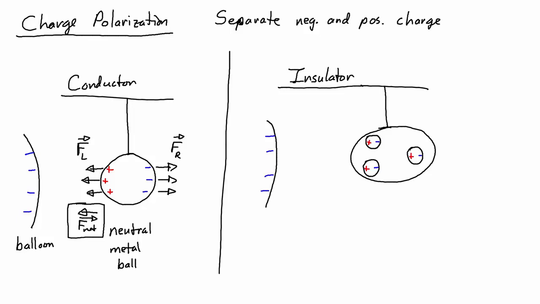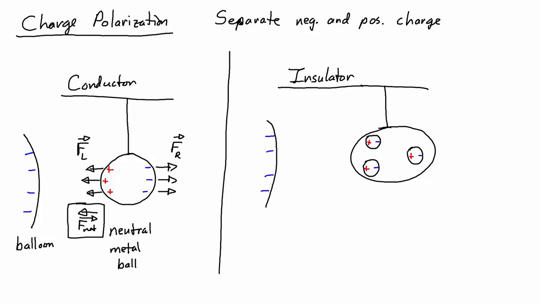And you end up with a similar effect. Now, it's not as extreme. On the conductor, you might have a 5 centimeter diameter conductor, and you can easily visualize that there's a 5 centimeter difference between FR and FL. Within the atoms of the insulator, we don't have any 5 centimeter atoms. It's on a tiny, tiny, tiny scale. But this effect applies for every single atom in the insulator.